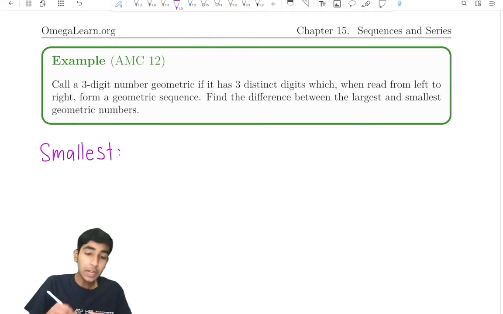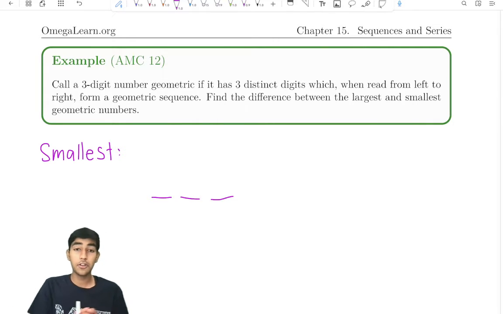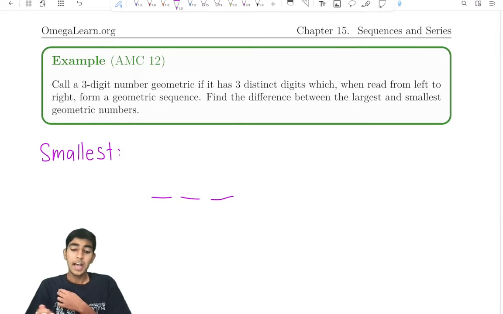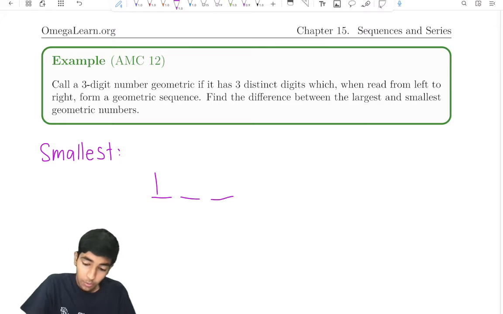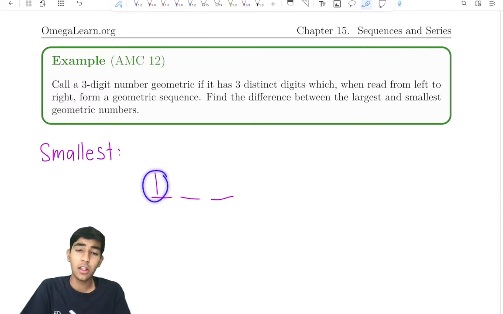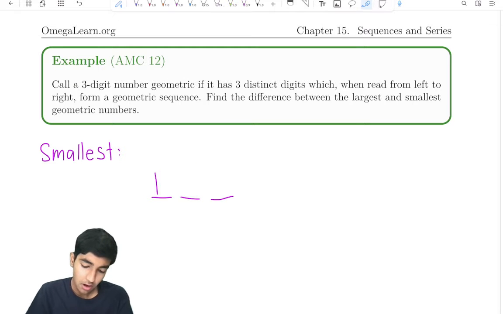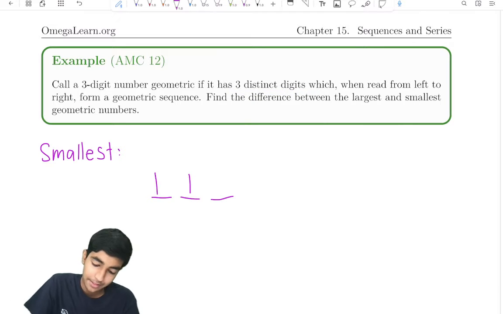Smallest. Okay. 3 digits. They form a geometric sequence. Remember, when you're trying to make a number as small as possible, the first digit matters much more because they're worth 100 instead of just 10 or 1. So what is the smallest possible value for the first digit? 1. Okay, so we've minimized the first digit now. It's the smallest possible. Now what is the smallest possible value for the second digit? Remember, it says 3 distinct digits, so we can't just make this another 1 and then have 1, 1, 1. No, that's not allowed.